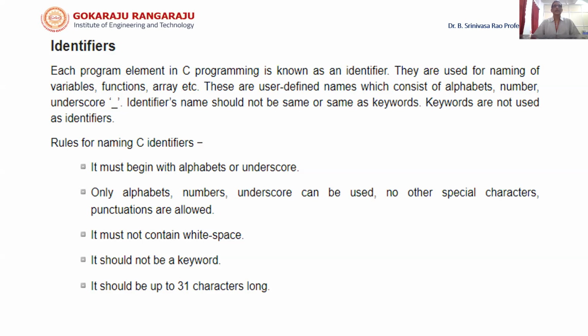Rules for naming the C identifiers. It must begin with an alphabet or underscore. Only alphabets, numbers, underscore can be used. No other special characters or punctuation are allowed. It must not contain white space. It should not be a keyword. It should be up to 31 characters in length. But in general, we try to use 8 characters in length for convenience.